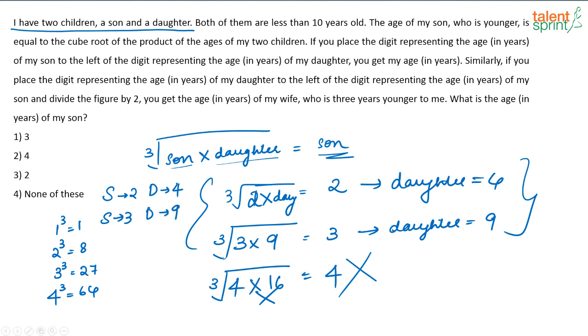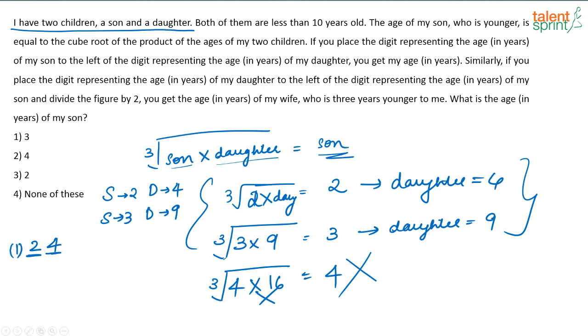Now, can I stop here? No, I cannot. Now look at the remaining information given here. If you place the digit representing the age of my son to the left of the digit representing the age of my daughter, let me just erase this. So if I am taking both the cases, it is said that if you keep the age of my son to the left of the age of my daughter, you will get my age in years.